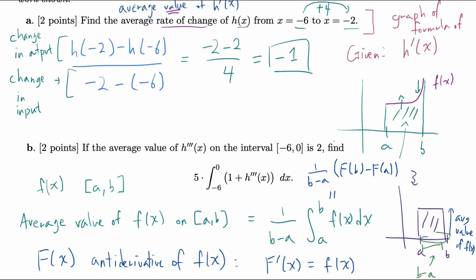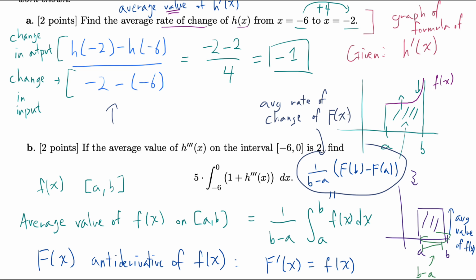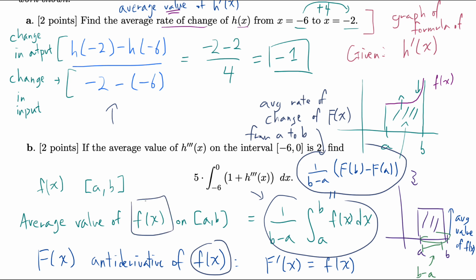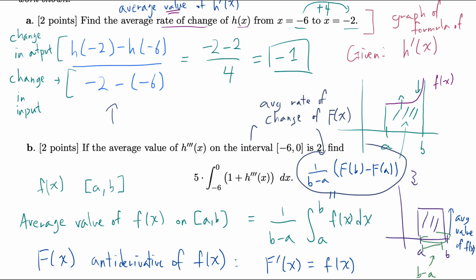And what is this kind of formula? Well, you should remember we just computed something like this in part A. This is exactly the average rate of change of the antiderivative, capital F of x, from a to b. So all this formula is giving us is the average rate of change of the antiderivative from a to b, and the rate of change of the antiderivative is of course f of x, because when I differentiate capital F, I get f of x. So this formula is giving us the average value of f of x. So that's just a quick intuition for those of you who are not too familiar with this.